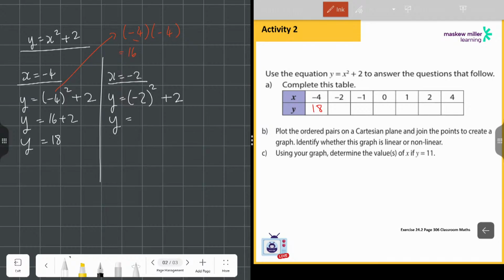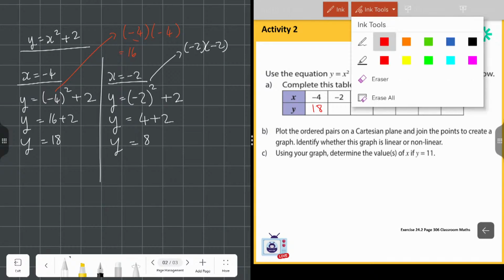So what is (-2) squared? (-2) squared means -2 times -2, and -2 times -2 is +4. So here I have 4 plus 2. And 4 plus 2 is 6. Actually, the speaker says 8: so for my input value of -2, my output value is 8. Okay.